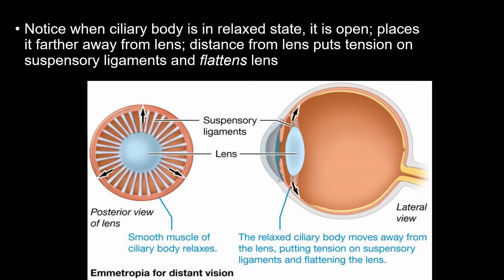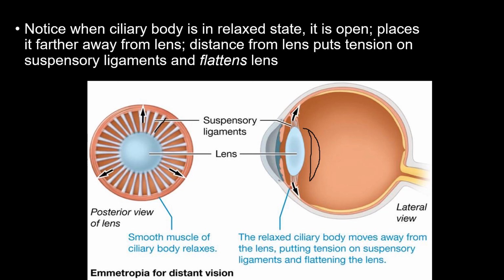Perfect. So in the relaxed state, you see these muscles have contracted into a resting state, pulling these ligaments very taut, right? And because they're taut, they're pulling this lens into a more flattened shape, okay? And that's emmetropic. Remember, that's emmetropic for distant vision.